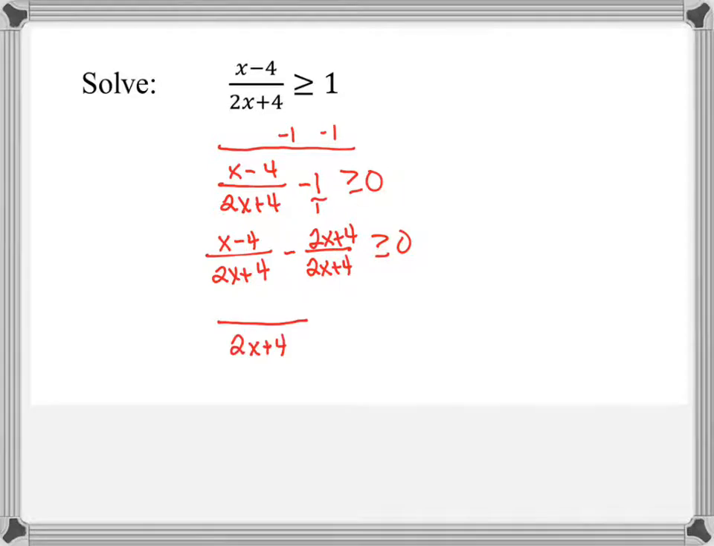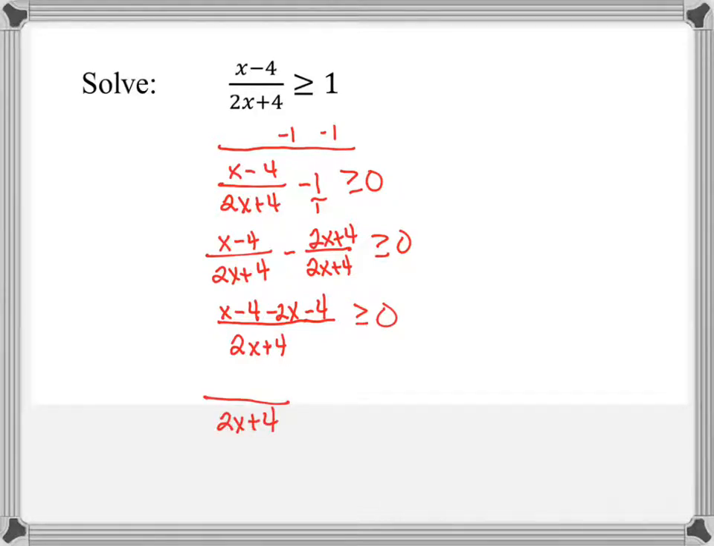We can combine in one fraction. We have x − 4, and now you're distributing that negative because it's between the two fractions. So minus 2x − 4 over 2x + 4, and that's greater than or equal to 0.